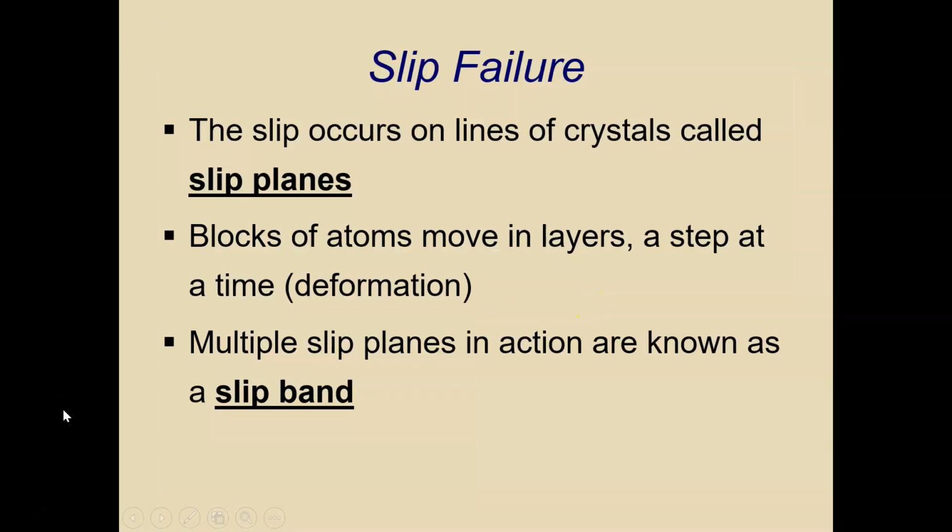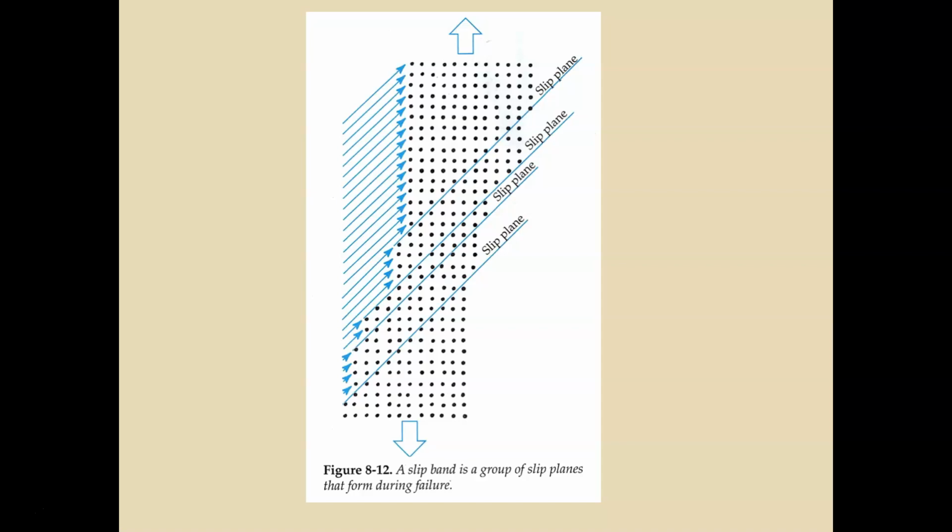So the slip occurs on lines of crystals called the slip planes. Remember that? And the blocks of atoms move in layers a step at a time. That's the deformation. Multiple slip planes in action. Now here are your slip bands, figure 8.12 in your book. A fine example of slip planes.